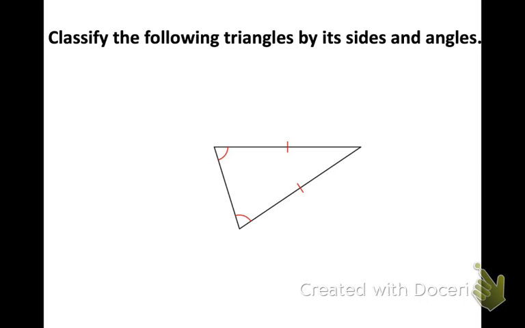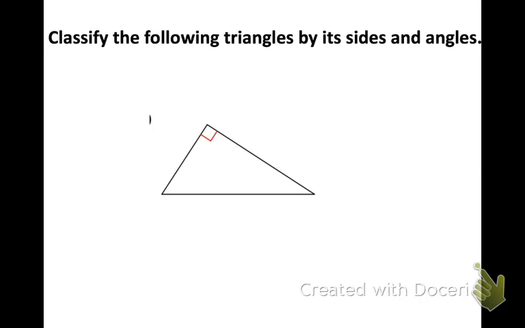Here we have two congruent sides, so isosceles. I only have two congruent angles, which is not enough for it to be equiangular, so we'll just say acute, because all those angles look like they're less than 90 degrees. Here we have scalene, no congruent sides, one right angle, so scalene right.